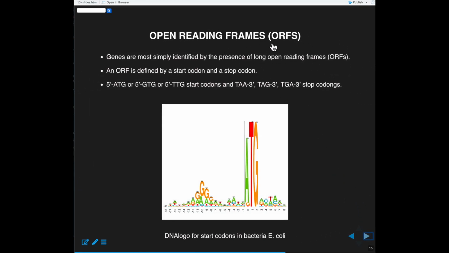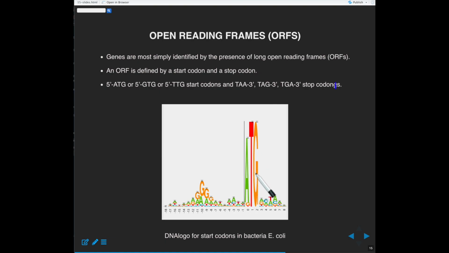This concept of an open reading frame comes up a lot. Genes are most simply identified by the presence of long open reading frames, and that just means that it's really a simple definition, where it's just saying, either I see a start codon, in bacteria it'd be like ATG, GTG, TTG, etc., and a stop codon that should be TAA, TAG, or TGA.